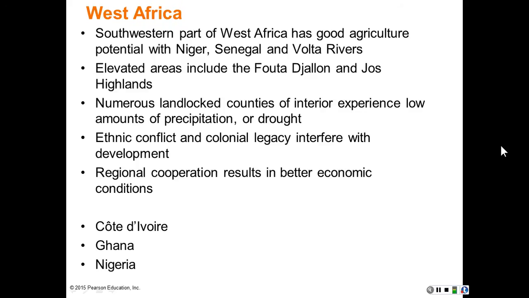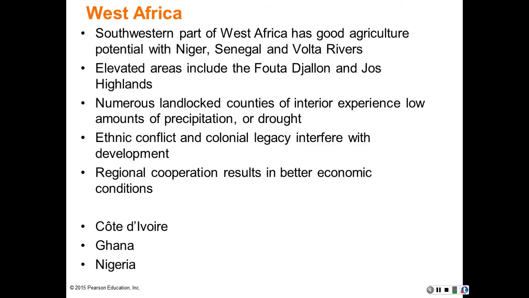Let's start with West Africa. The southwestern part of West Africa has good agricultural potential, with the Niger, Senegal, and Volta rivers in this region. Elevated areas include the Fouta Djallon and other highland regions.